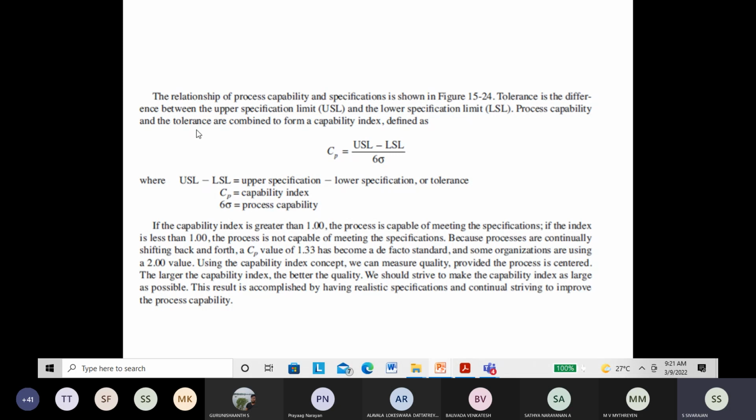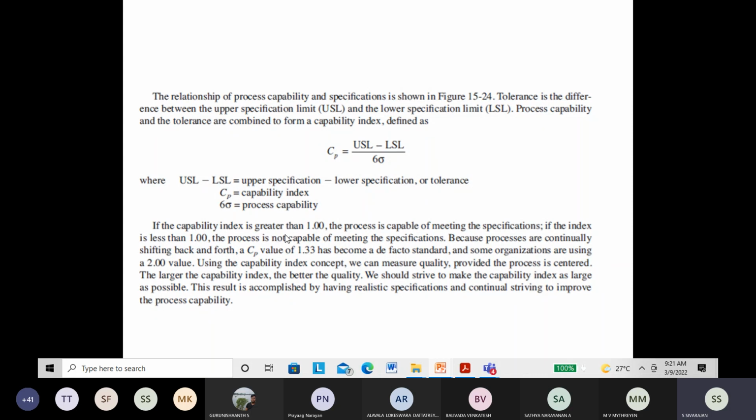Process capability and tolerance can be combined to form a capability index, CP, and there is one more, CPK. I'll show it in the next slide. This CP is given by USL minus LSL, which has to be given in the problem. You subtract them to get the tolerance, and divide that by 6 sigma. 6 sigma is the process capability. That is called the capability index. So CP is USL minus LSL divided by 6 sigma. How to find out 6 sigma, I will explain. I think I don't have it in the PPT. So now, what is the index?